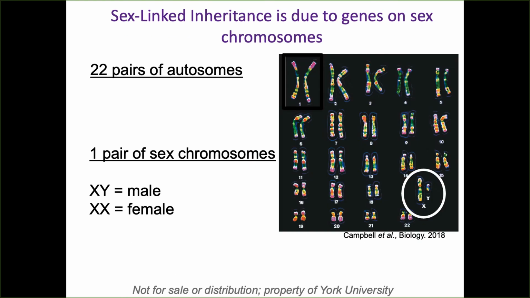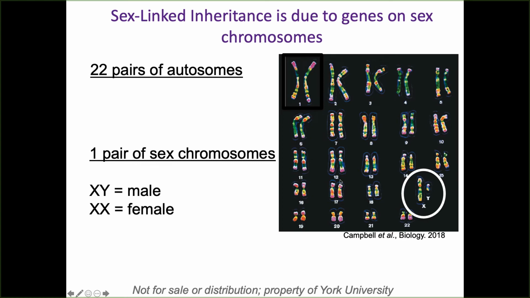And finally, the last example where we have a type of inheritance pattern which is different from the inheritance patterns that Mendel saw when he was studying peas. And that is those traits or characteristics that are associated with sex chromosomes. We refer to that as sex-linked inheritance.